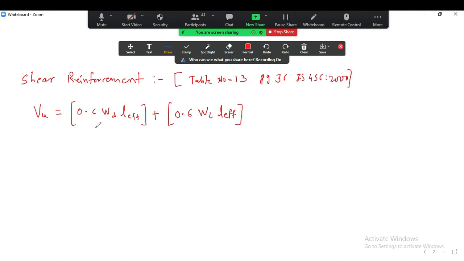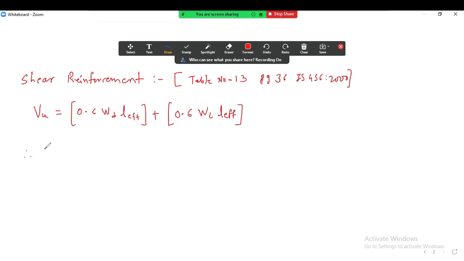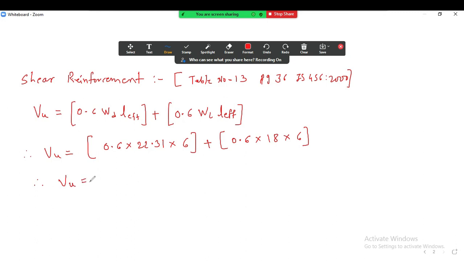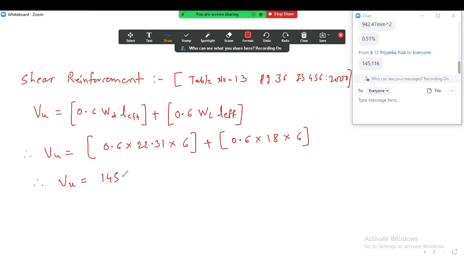So here this is the maximum shear force at the support next to the end support. Therefore, Vu is equal to 0.6 into dead load 22.31 into effective span 6, plus again 0.6 into live load 18 into span 6. Therefore our shear force Vu is equal to 145.116. So this is our shear force next to the end support.